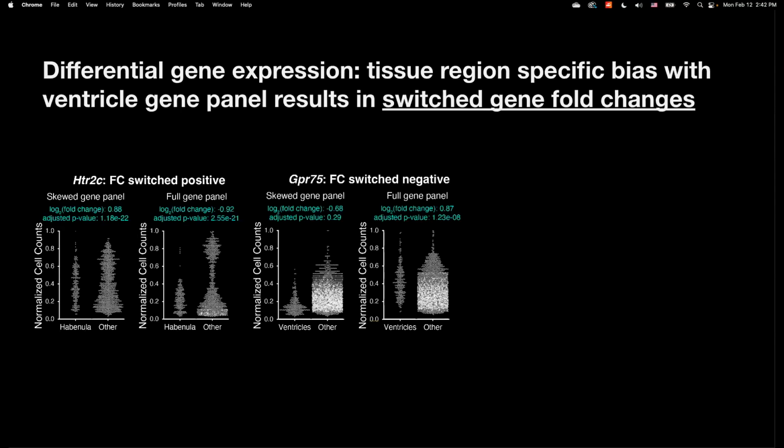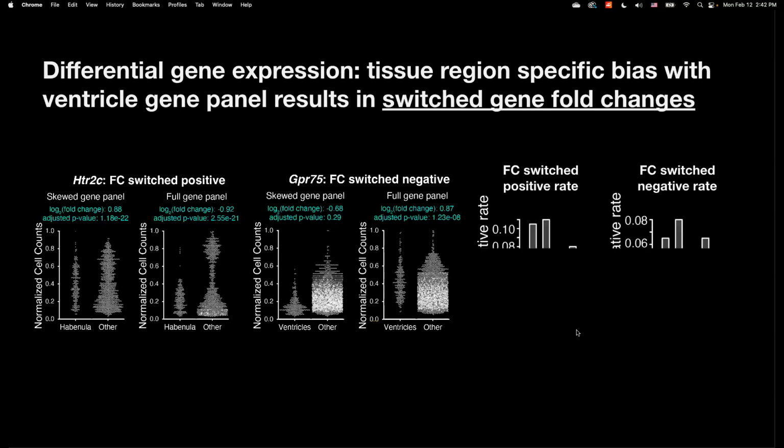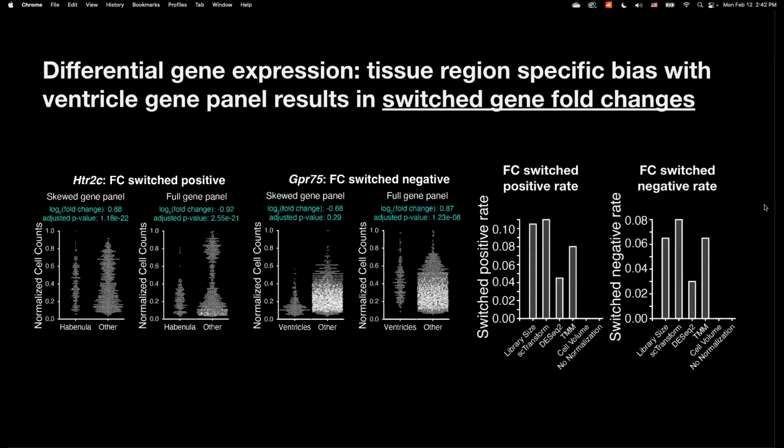Conversely, looking at GPR75, with the ventricle skewed gene panel, we see that the ventricle has a negative log fold change of about 0.7 compared to other regions. But using the full gene panel, it has a positive log fold change of 0.9. And again, quantifying these switch rates, we find more than 10% switch positive rates and 8% switch negative rates, depending on the count-based normalization method used.